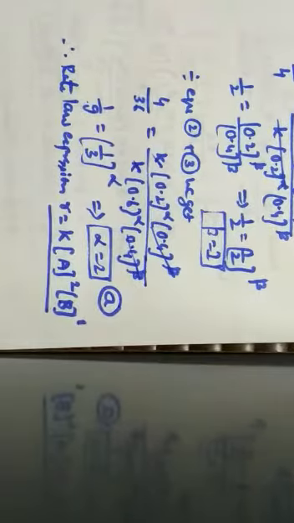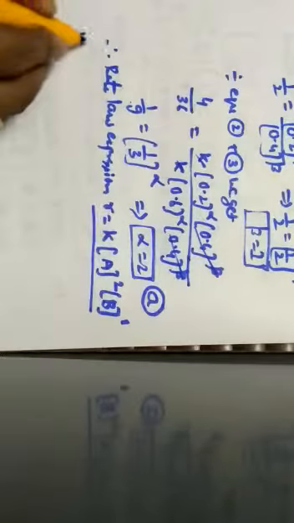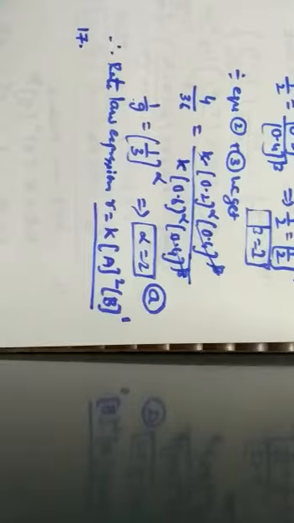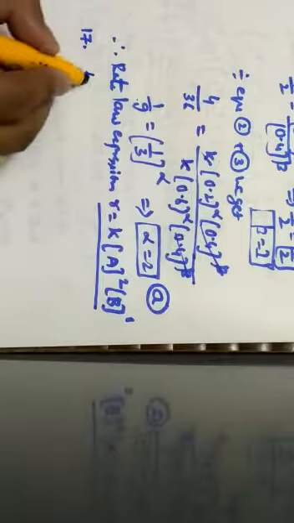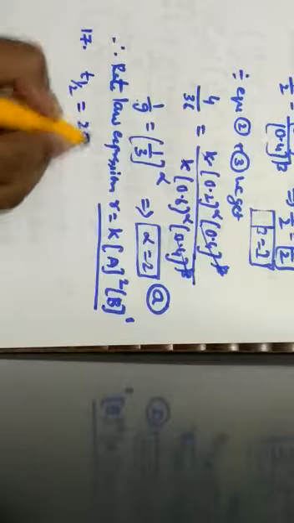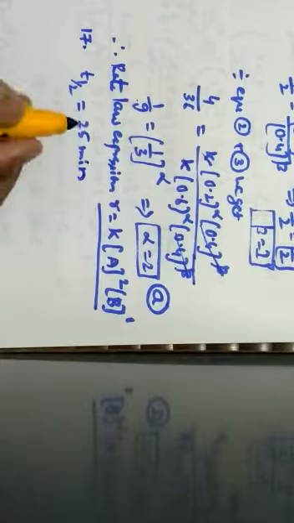Next one, question number 17. In question number 17, what they have given is: if 50% of the reactant is converted into a product in a first order reaction in 25 minutes, how much of it would react in 100 minutes? So here they have given the half-life period. T half is 25 minutes.